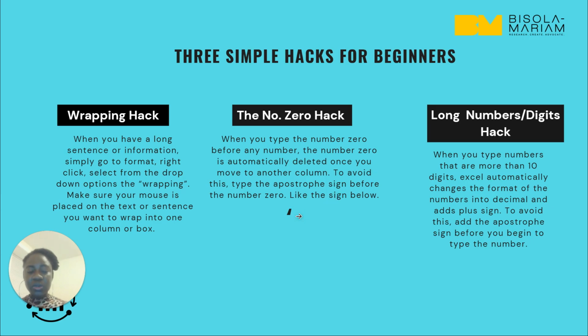The third thing you also want to bear in mind is the long number or digits hack. This is the idea that when you enter numbers that are more than a specific number set, you will see that the Excel sheet automatically would include a decimal sign and a plus sign in your number set. And how do you ensure that this doesn't happen to you? I'm going to walk you through those 3 quick simple hacks that you need to bear in mind. Okay, let's get into that part of this presentation.